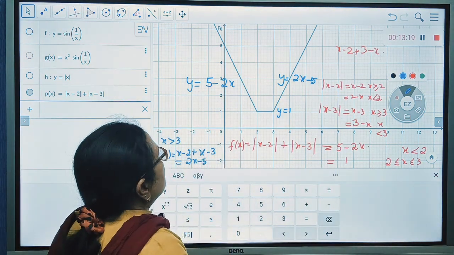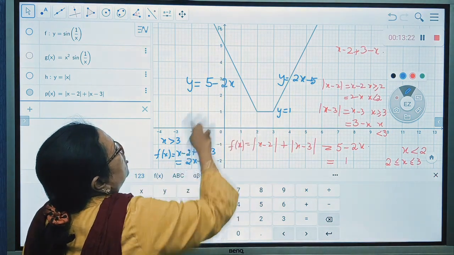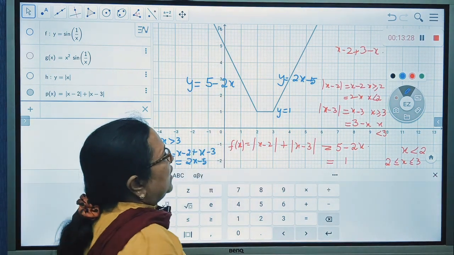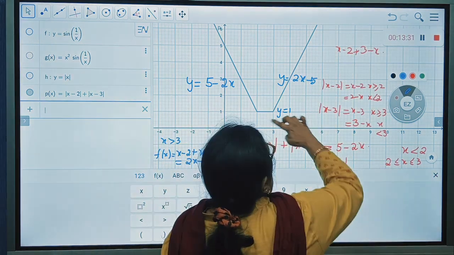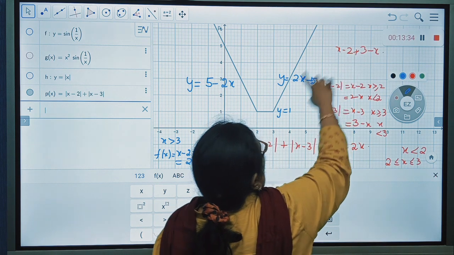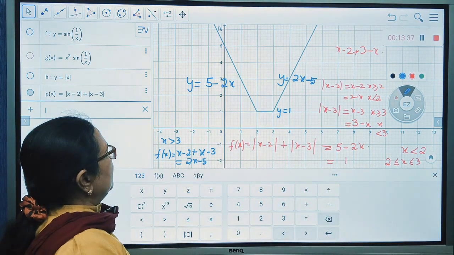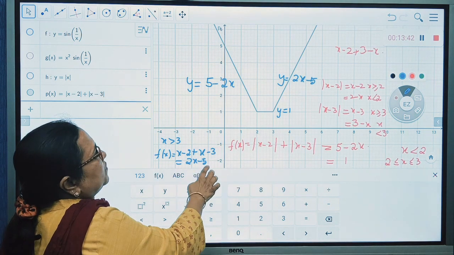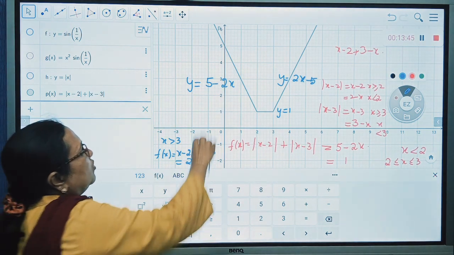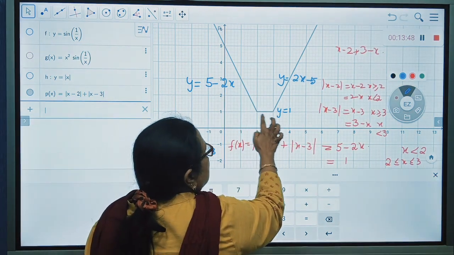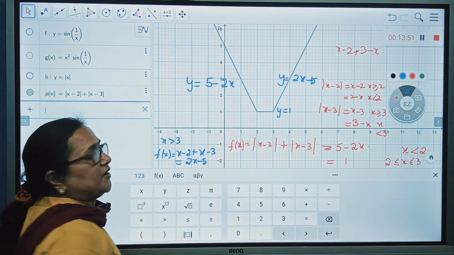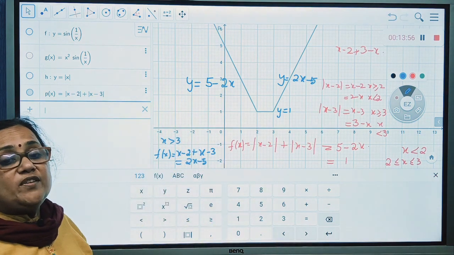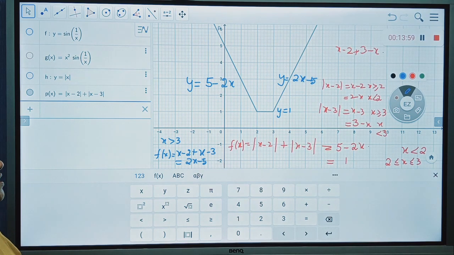To the left of 2, what is the function? 5 minus 2x. When I put x equal to 0, y is 5, you can see. To the right of 3, how does the function behave? To the right of 3, y equal to 2x minus 5, because when x is greater than 3, f of x is x minus 2 plus x minus 3, which is 2x minus 5. So this is 5 minus 2x. This is y equal to 1. This is 2x minus 5. And I can draw this graph without lifting my hand. So by the intuitive definition of continuity also, the function is continuous.